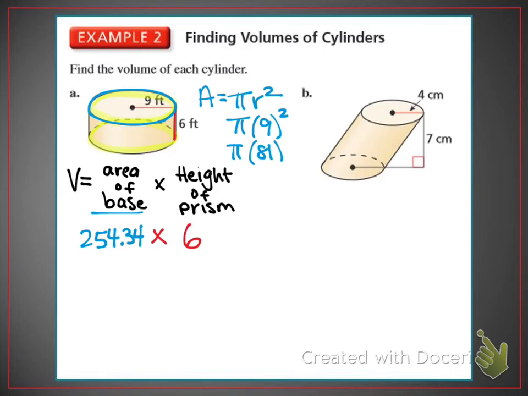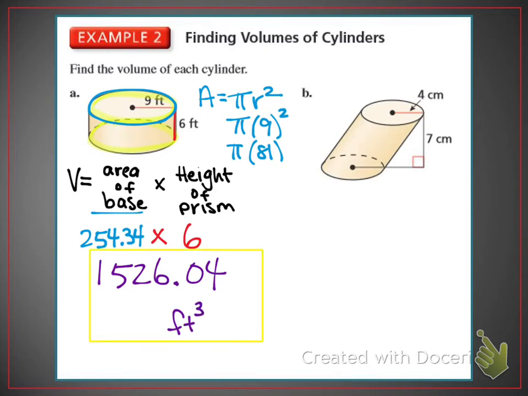No, it's right. It's 1,526.04, and it is feet cubed. I don't know what you typed in. I just did times 9. Shoot. Okay, so go back. Where did that number come from? I put 9 instead of 6. My bad. Okay, so that's option 1.